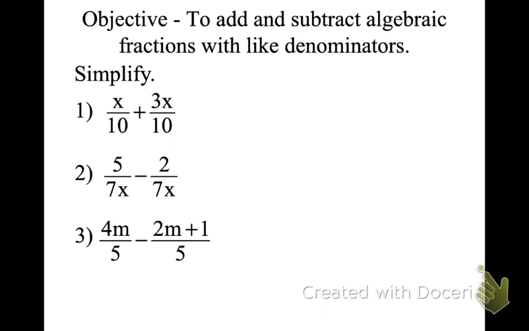I've got 5 over 7x minus 2 over 7x. Why don't you guys pause the recording and try that one on your own? Go, 1 minute. So this should simplify to 3 over 7x. Questions? Nothing to cross cancel. The next one, please make sure you're writing this down.